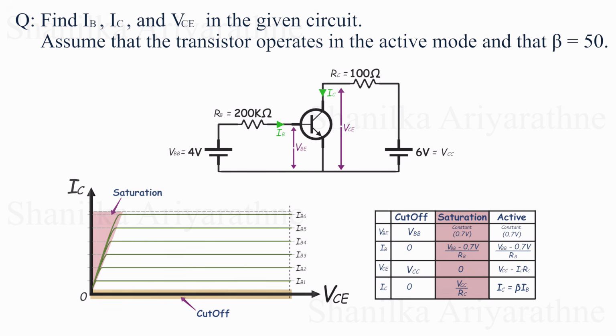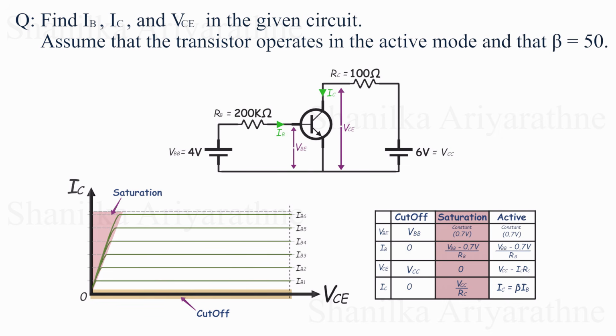Next up is the saturation region. Here the transistor behaves like a closed switch. Current flows freely from collector to emitter, and VCE drops to nearly 0. The base emitter voltage, VBE, stays around 0.7 volts. We can calculate the base current by applying Ohm's law across the base resistor. When using transistors as switches, we typically operate them in just these two regions, cutoff for off and saturation for on.